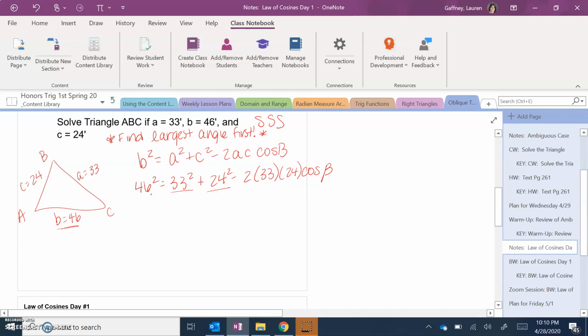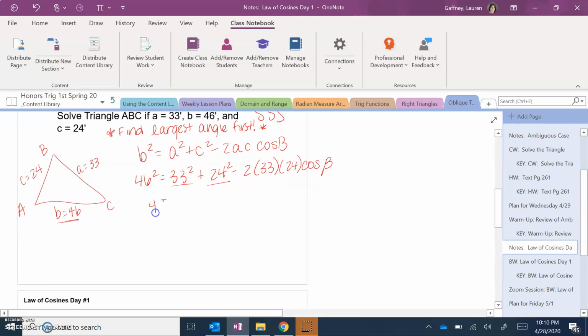Let me grab my calculator. Let's take 46 squared and subtract 33 squared and subtract 24 squared. So when I subtracted those over, I had 451 equals negative 2 times 33 times 24 cosine B. Now I need to divide by whatever this piece multiplied together is. If it's being multiplied by cosine B, I want to take 451 and divide it by negative 2 times 33 times 24. So I got negative 0.284 something. That equals cosine B.